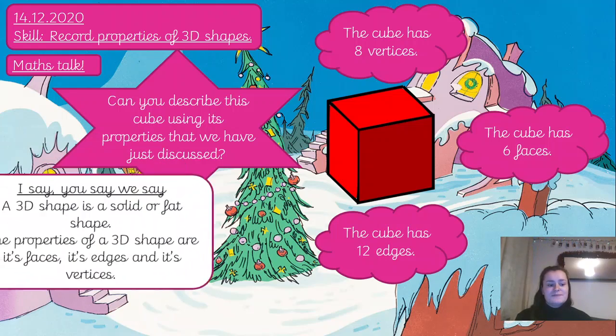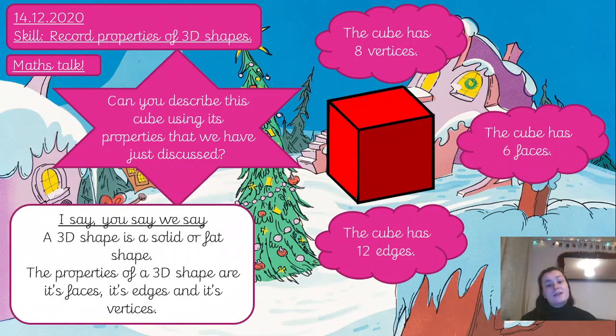Good job. Right, I'm going to say something, and then I'd like you to say this after me. So a 3D shape is a solid or fat shape. The properties of a 3D shape are its faces, its edges, and its vertices. Your turn.